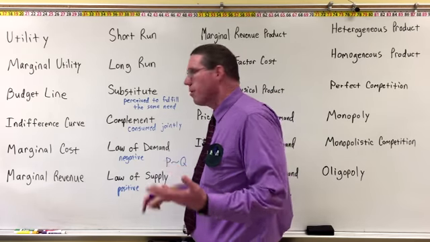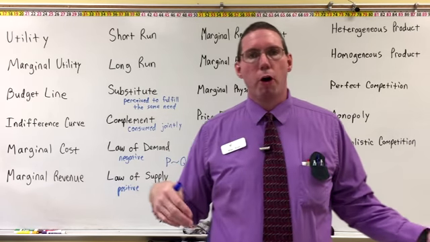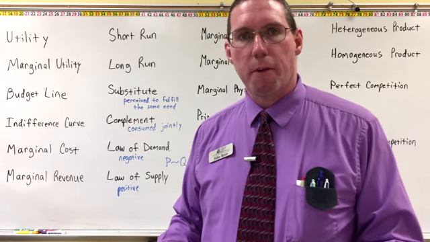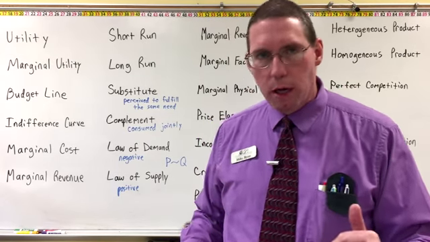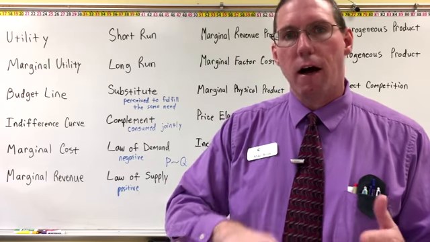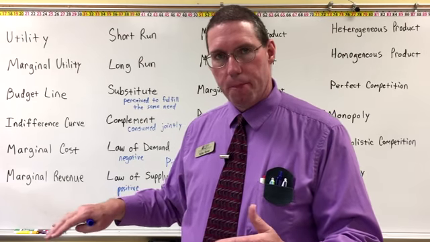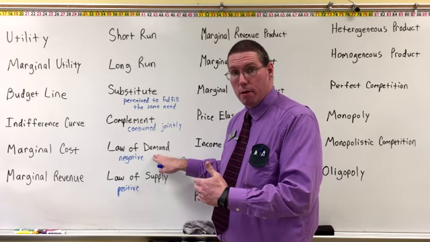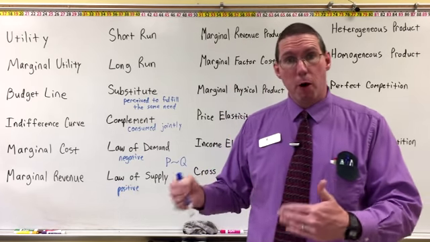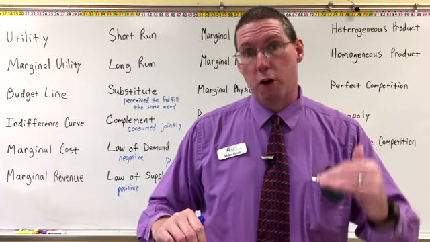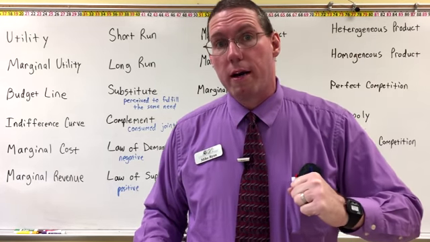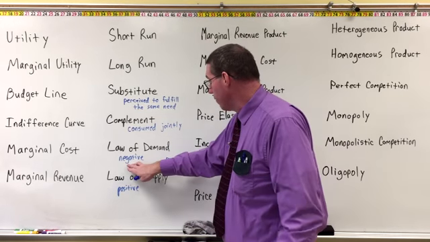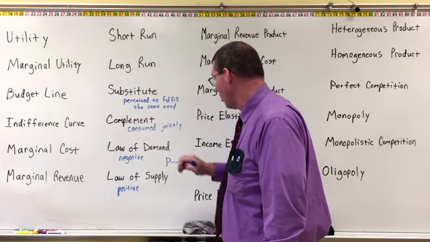So the law of demand basically says, in a market for a product, generally speaking, as the price of the product goes down, the quantity demanded of the product goes up. And we could very similarly say that as the price of the product goes up, the quantity demanded goes down. That is a negative relationship between price and quantity.